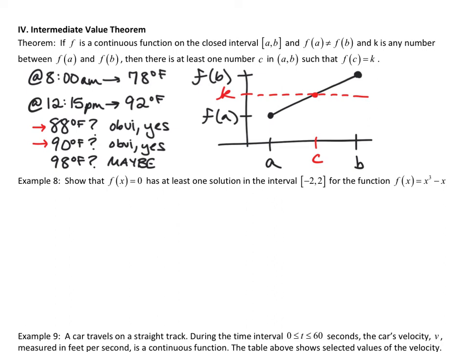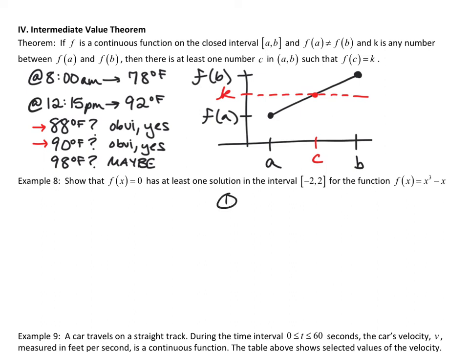Okay, so let's talk about what this means in mathematics. In example 8, it says show that, so we're going to provide a small, not official proof, but just some justification for if f of x has at least one solution on the closed interval, or the inclusive interval from negative 2 to 2 for the function f of x equals x cubed minus x. Ooh, okay. So here's some things we need to know.